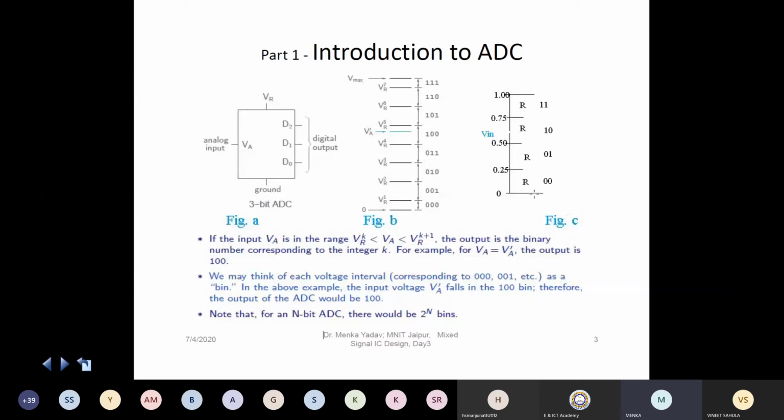And likewise 0.5 to 0.75, if we have any input voltage, for example in this case V in is somewhere between 0.5 to 0.75, it means V in corresponds to digital 10. And likewise, if we have it in the range 0.75 to 1 volt, it means the digital output is 11. Okay, so in this fashion we can convert our analog input to the digital output.